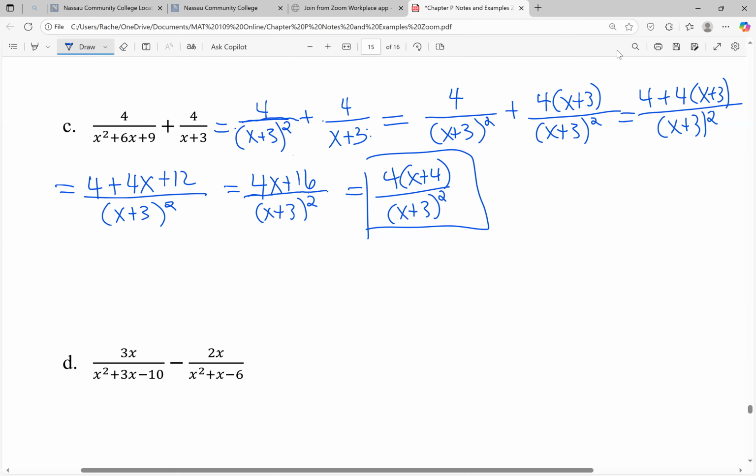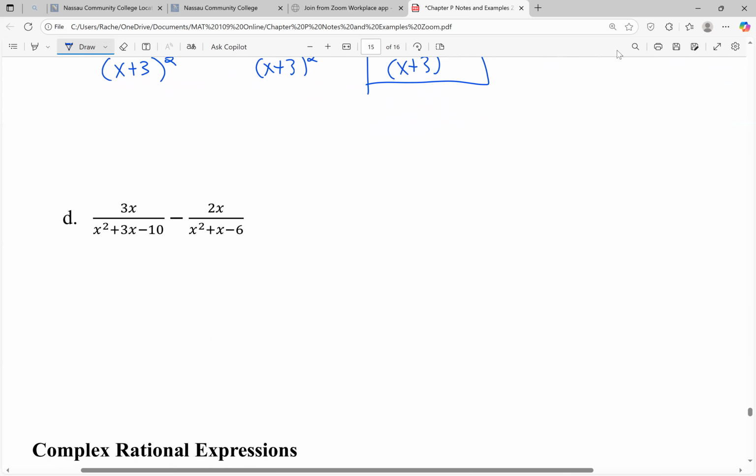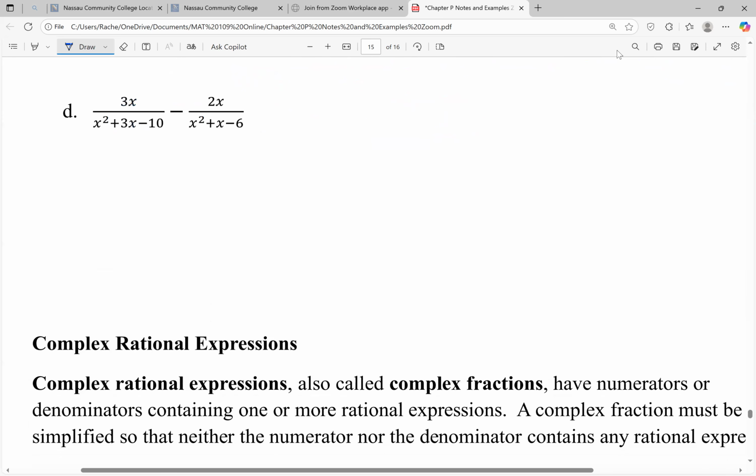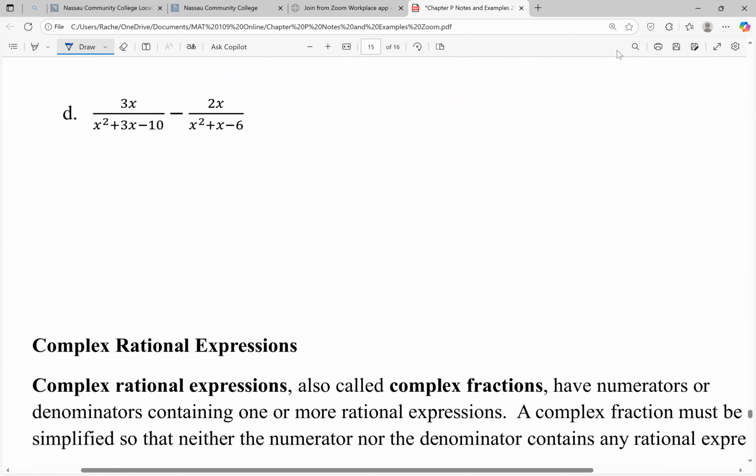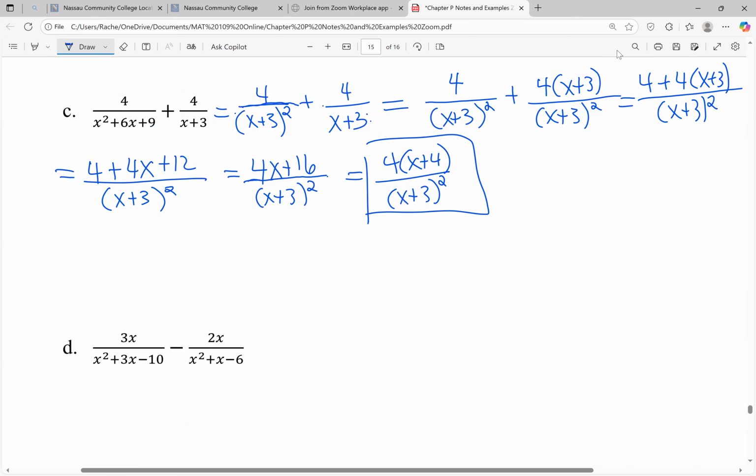Let's do one more. So for part D, we have 3x over x squared plus 3x minus 10 minus 2x over x squared plus x minus 6. So what I would do, like in the previous problem, factor any denominators that are factorable.